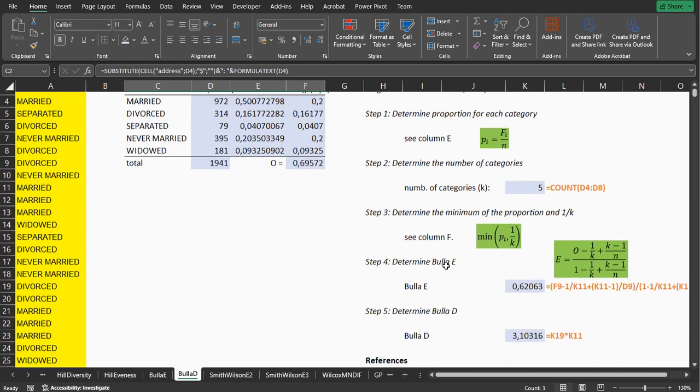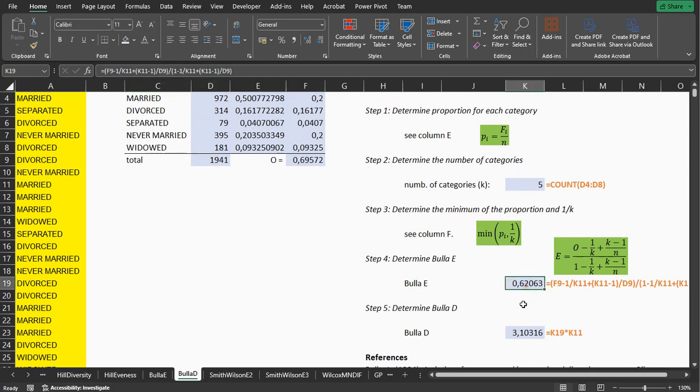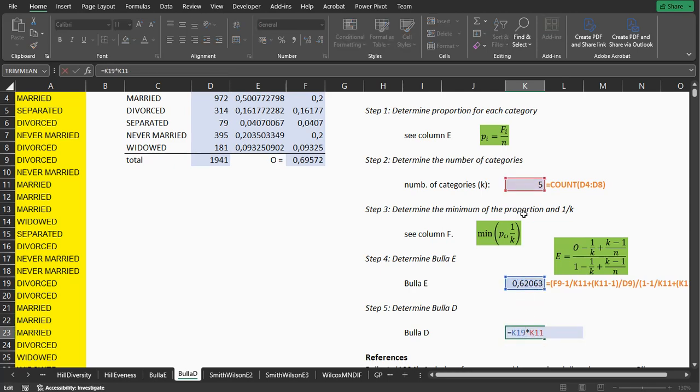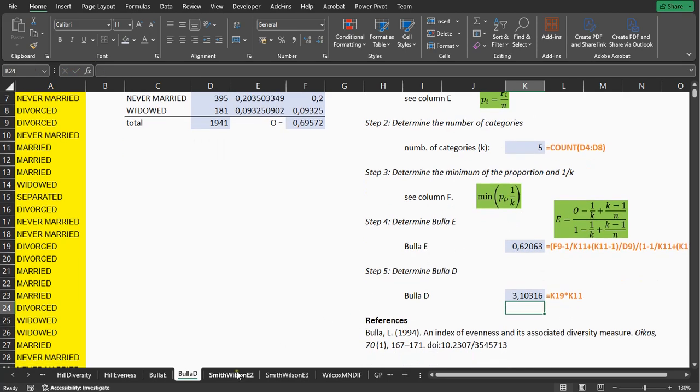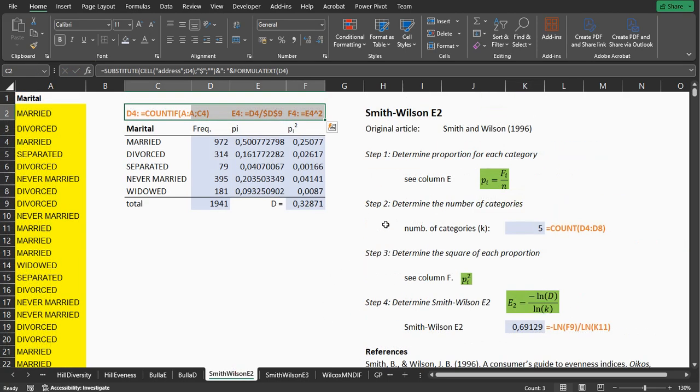Bulla D is very similar, as you can notice. It's hard to even find the difference, but the difference has to do with that this one is an evenness measure and this is a dominance or diversity measure, and it simply takes the E and then you multiply it by the number of categories. Then we have Smith-Wilson E2.